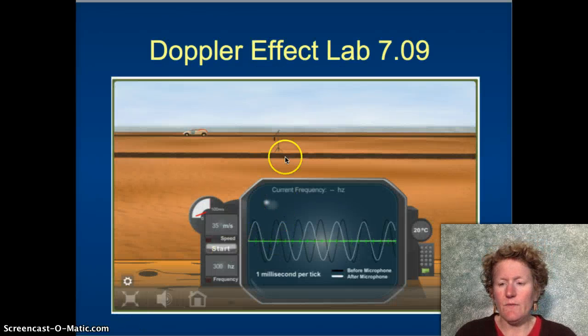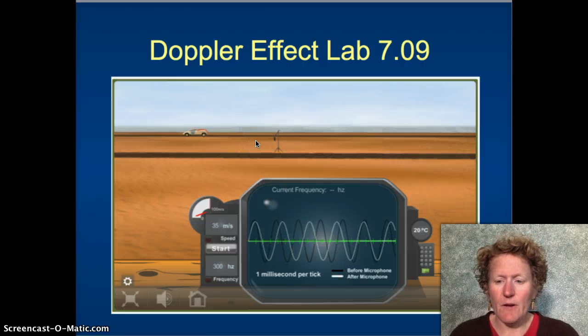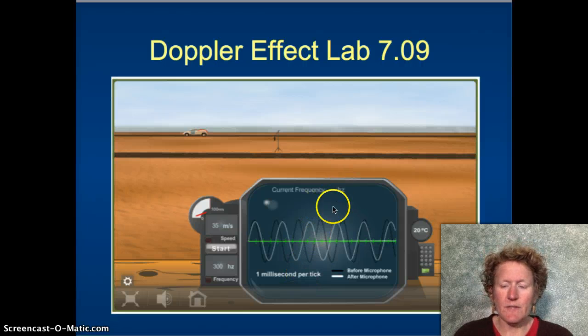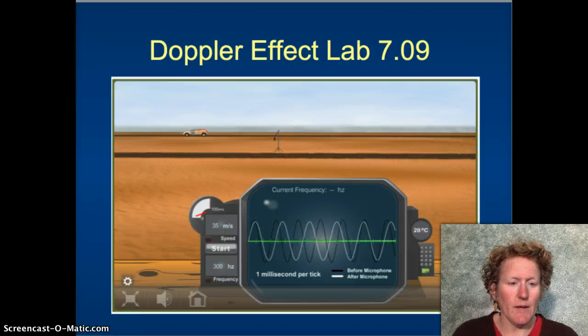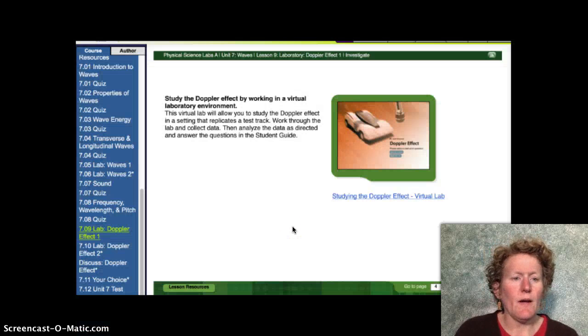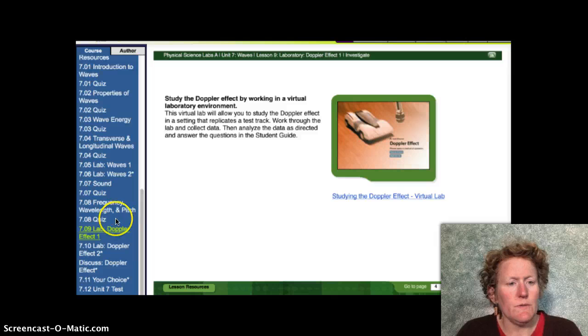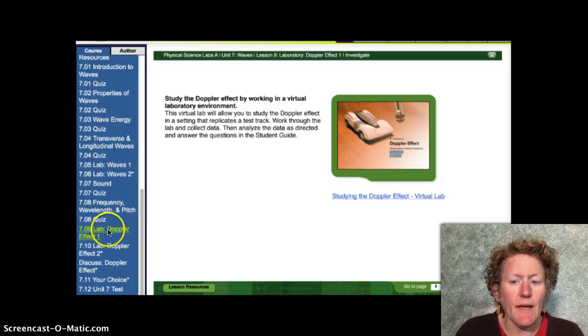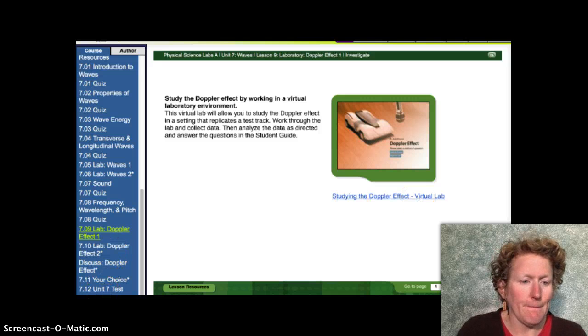So let's head to the virtual lab. This is a little bit of what it looks like, and we can figure out some more things where we can actually measure the hertz of the sound as the car is coming towards us and moving away. Just in case you forgot where the virtual lab is, you can go to lesson 7.09, click on it, and then down here in the right hand corner go to the fourth screen out of 5, and click right here where it says Virtual Lab.